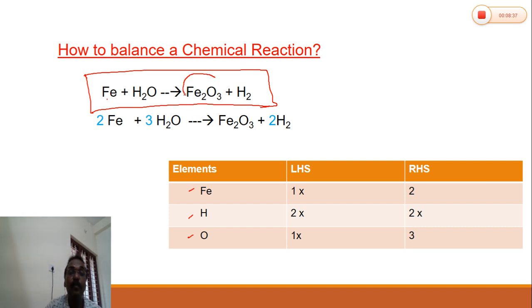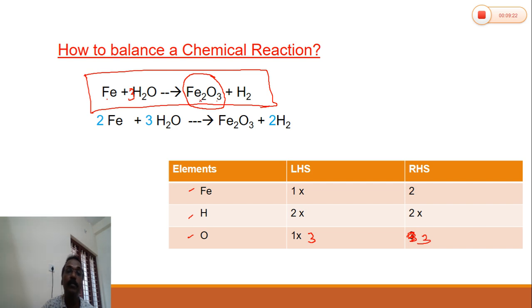We can start with the compound which contains the maximum number of atoms, and here oxygen is the maximum. On the right side there are 3 oxygen, and on the left side only 1 oxygen, so we have to multiply by 3. So we write 3 here, and we write 3 here. Now the hydrogen has changed, it becomes 6.